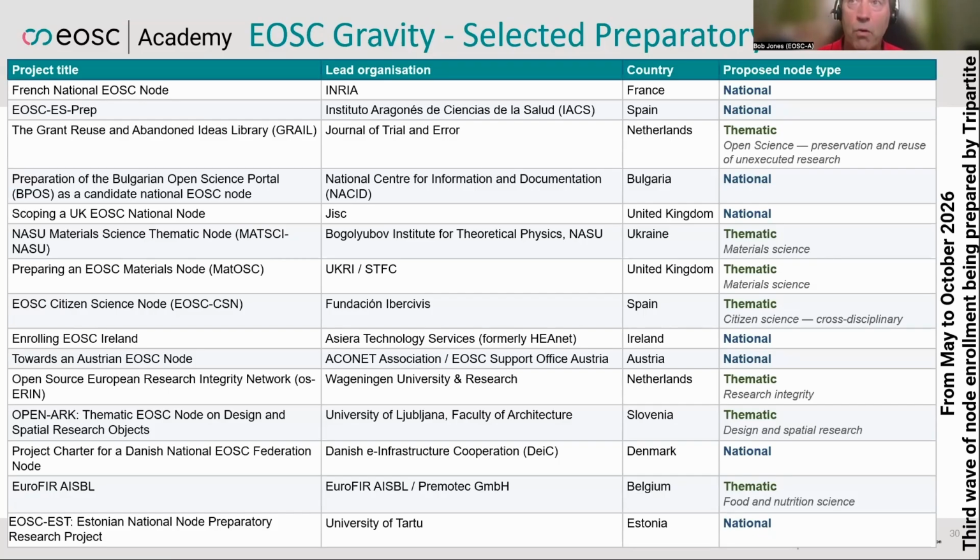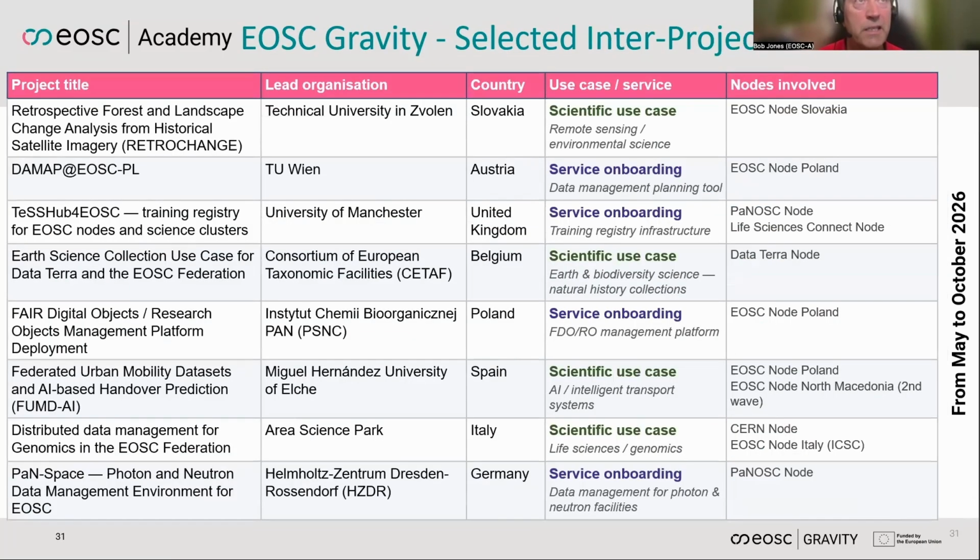Similarly, for the onboarding of new use cases and services, 8 were selected, those 4 services and 4 scientific use cases. You can see on the left the names of those, the lead organizations, which country is backing those use cases or services, and which of the existing nodes they will be onboarded to. You see they're all on the far right, all first wave nodes, with the exception of the North Macedonia node, which is a second wave node. So they'll be onboarding at a later stage.